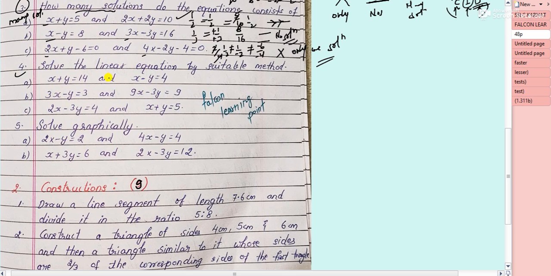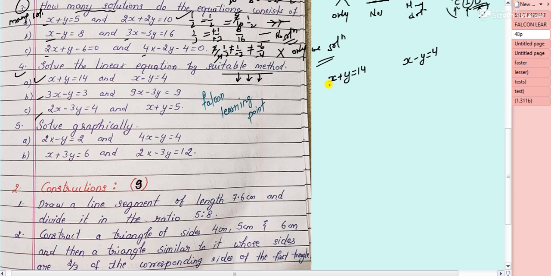Solve the equations by a suitable method. Sometimes they may ask this as the substitution method or the elimination method. I will solve one question by substitution and the other two by elimination. Here they have given first x plus y is 14 and x minus y is 4.